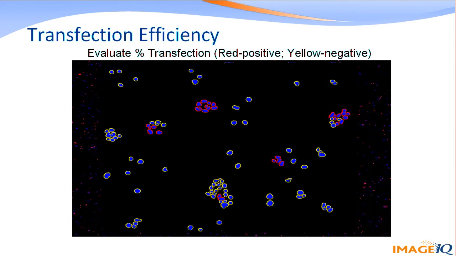This can significantly increase the throughput of your analysis if you're not manually having to click on every positive cell. It can also increase the statistical significance of your analysis. And this additional image, the pseudocolored image, will allow you to confirm whether the numbers in the actual data match the visual assessment of the image.